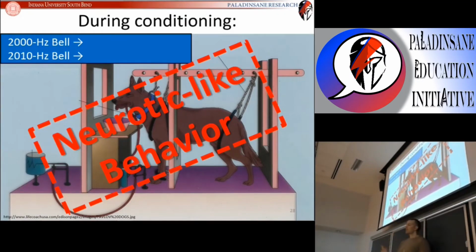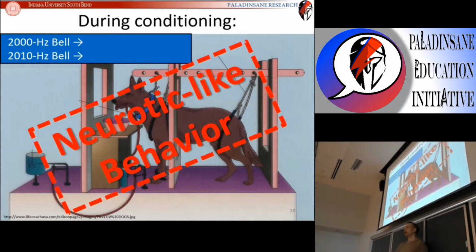So dogs placed in this position, when you rang the bell by itself, when you were testing to see, is it an excitatory conditioned stimulus? Is it an inhibitory conditioned stimulus? Rather than the dogs just sitting there going, I don't know, what happened is that they had neurotic-like behavior. These dogs looked anxious. They looked nervous. They started biting things.